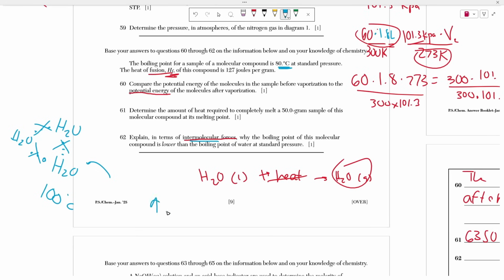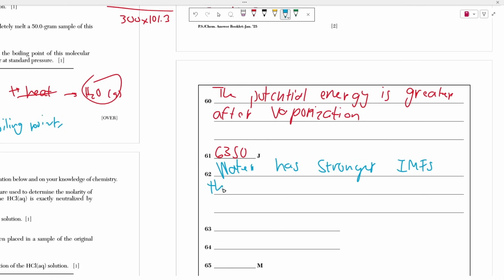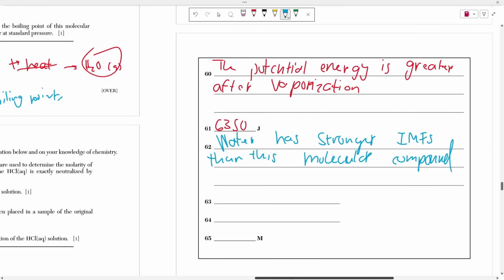So remember that the stronger your IMFs, the harder it is to boil, right? So higher IMFs means higher boiling point. That's all that you have to do here, okay? So explain in terms of IMFs, you just have to say that water has stronger IMFs than this molecular compound. Right? Put that there and you get full credit, okay?